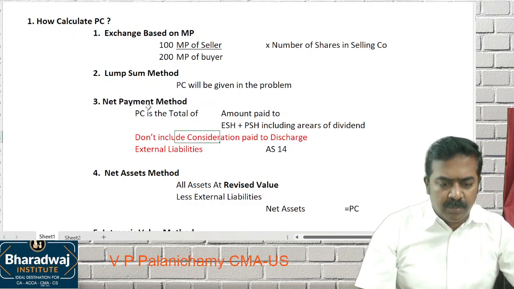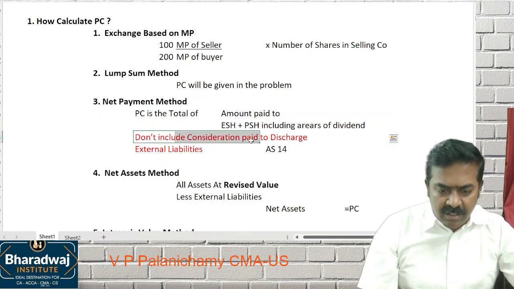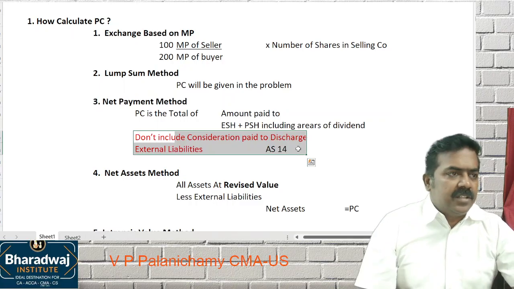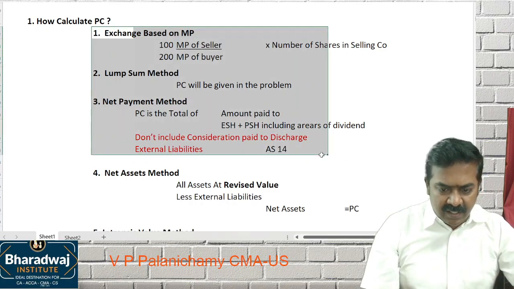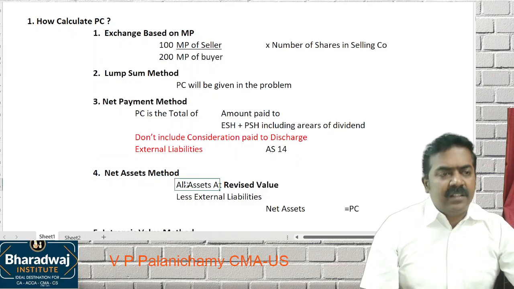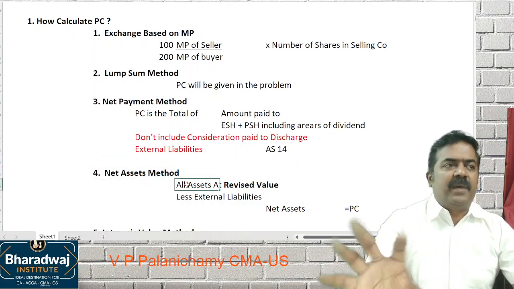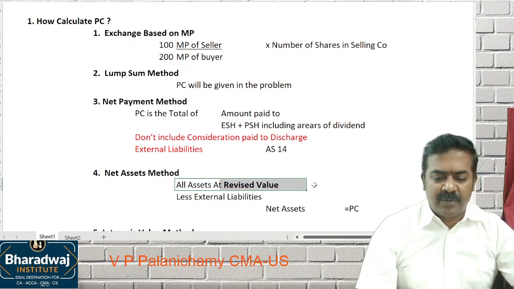How much is paid is the total of amount payable to whom? Equity and preference shareholders. Do not include consideration payable for which one? External liabilities like debentures, creditors, loans, expenses, and other things. If these things are not clear, then we'll go for which method? Net assets method, where suppose if they tell you the amount due is paid or amount payable to equity shareholders is paid like that, if it is given, then we'll go for which method?